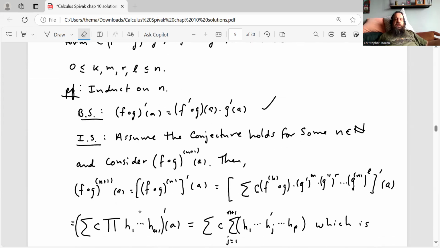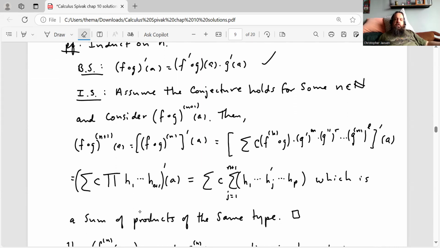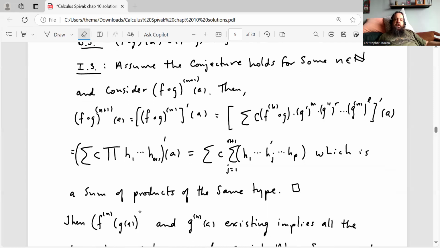The base step is easy. It's just the chain rule. Let's go to the inductive step then. Assume the conjecture holds for some n in the naturals and consider the n plus first derivative. Then the n plus first derivative is equal to this when you use the inductive hypothesis. And just so I don't have to recopy all these complicated expressions, I called this H1 and so on, so it was easier to write.